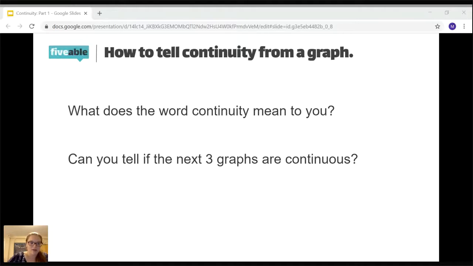Okay, so next, I'm going to show you 3 graphs. And based on those 3 graphs, and the definitions that we just discussed, I want you to tell me if you think the graph is continuous or not. And again, you can respond in the chat and look at others' responses. So here's our first graph.